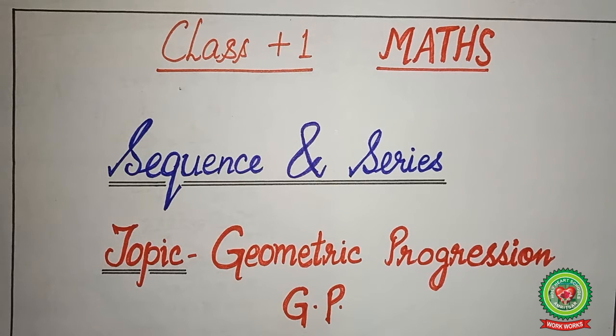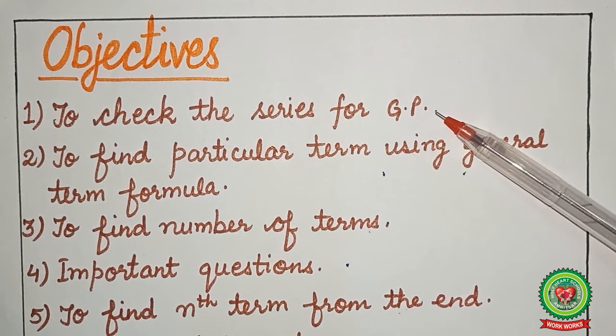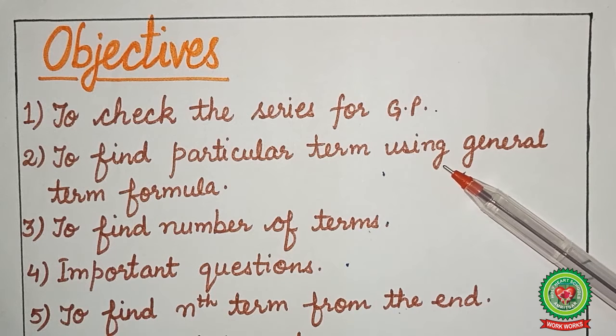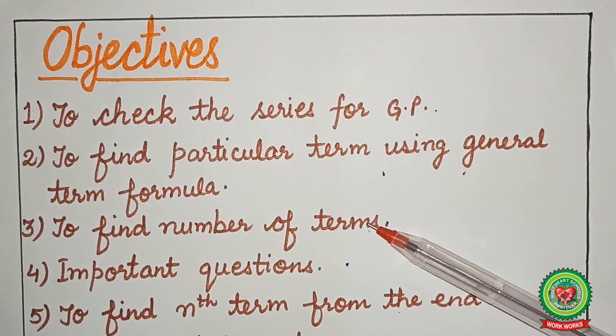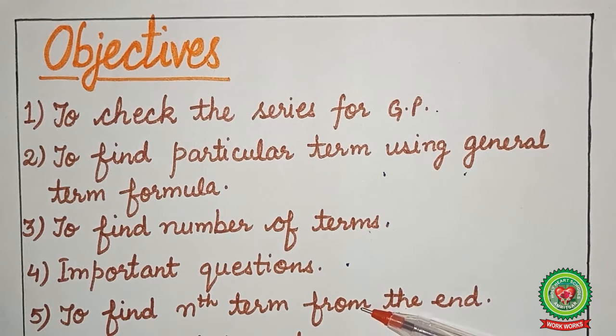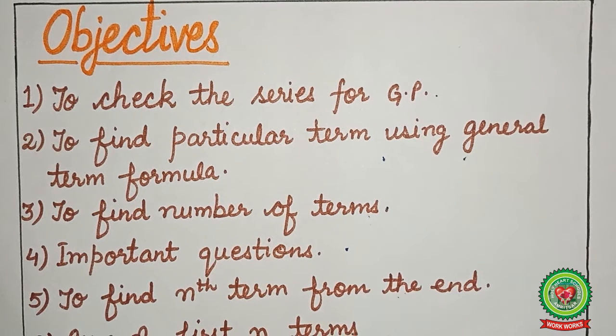Students, we were doing a topic GP of chapter sequence and series, and we have completed its objectives. First, to check whether the series is a GP or not. Second, to find a particular term using the general term formula. Third, to find the number of terms using the general term formula. Then we have completed the 5th objective, that is, to find the nth term from the end.